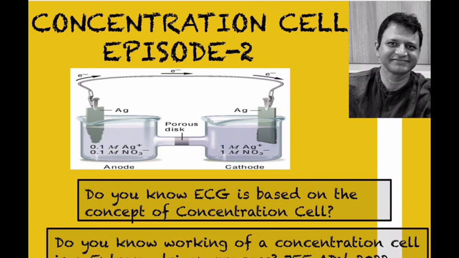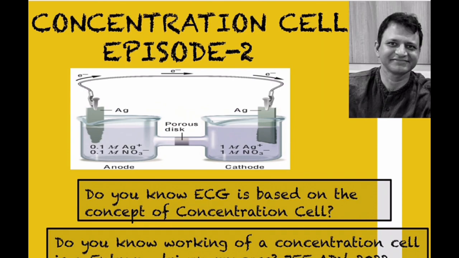This is episode 2 of concentration cell, and in episode 1 we have discussed that for a concentration cell E0 cell is always 0. The second point was for the spontaneity of the cell the reaction quotient is less than 1, and the third point is how to decide which electrode will be anode and which electrode will be cathode.